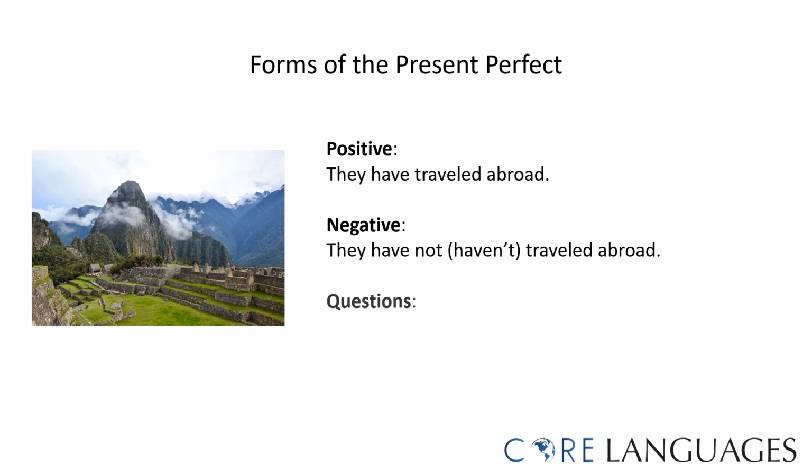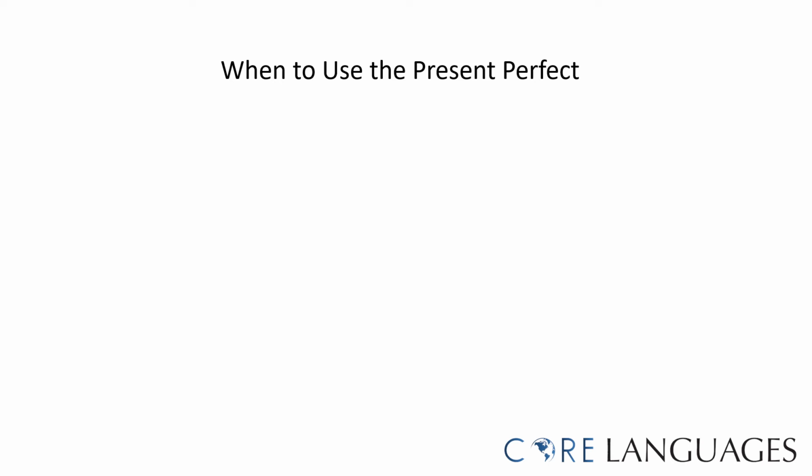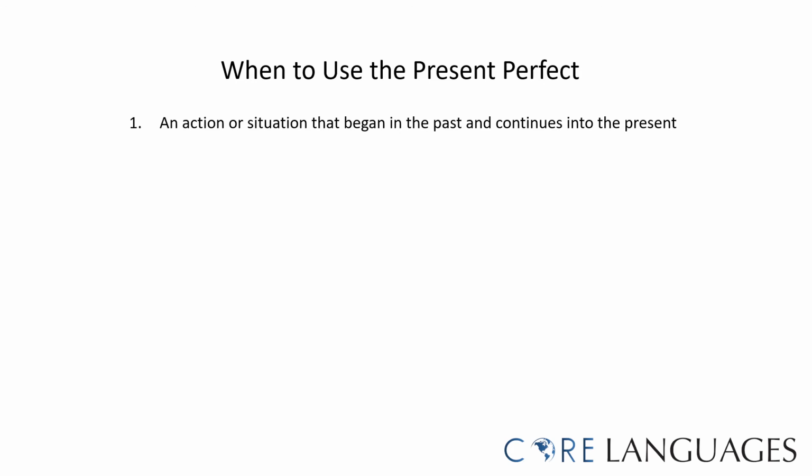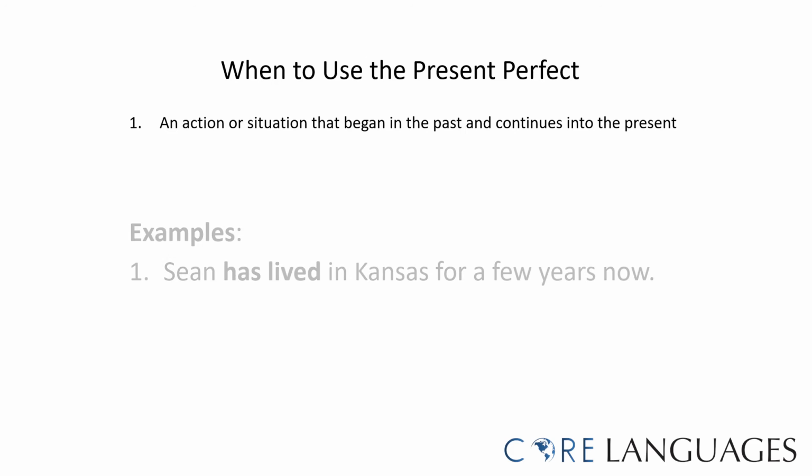To form a question with the present perfect, I follow this word order. Have they traveled abroad? Or haven't they traveled abroad? There are different times when we use the present perfect. For example, we use the present perfect to talk about an action or a situation that began in the past but continues into the present. For example, Sean has lived in Kansas for a few years now.